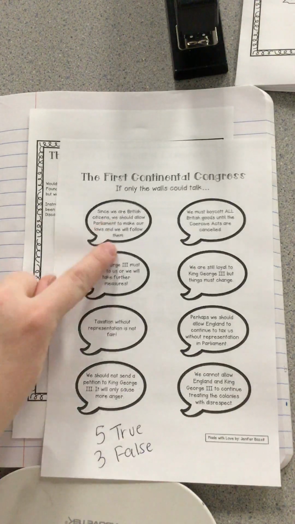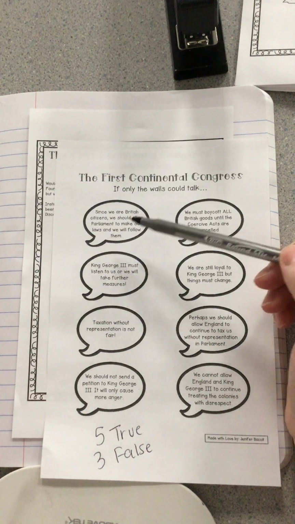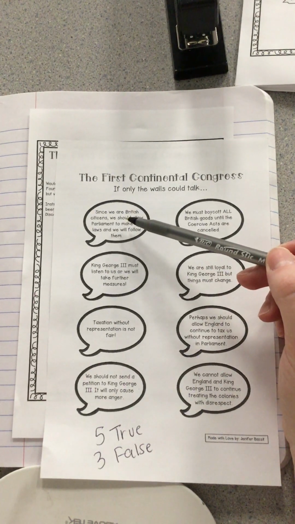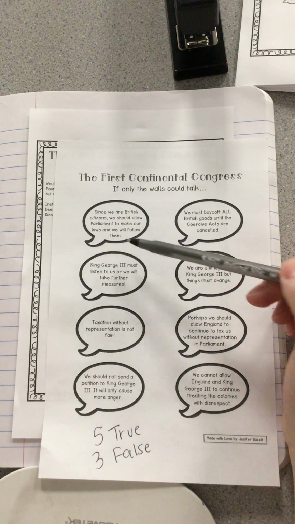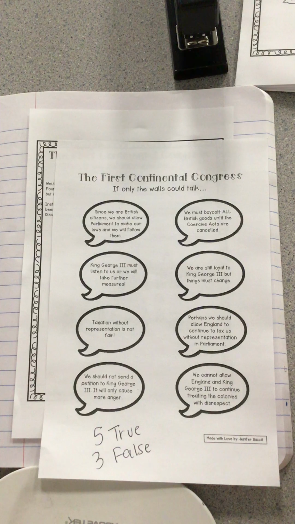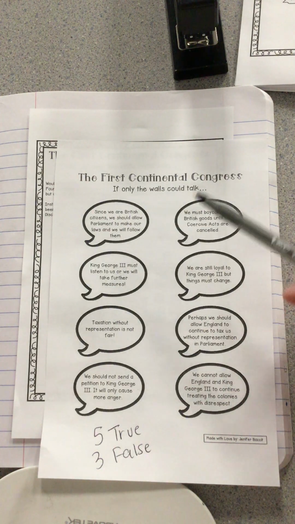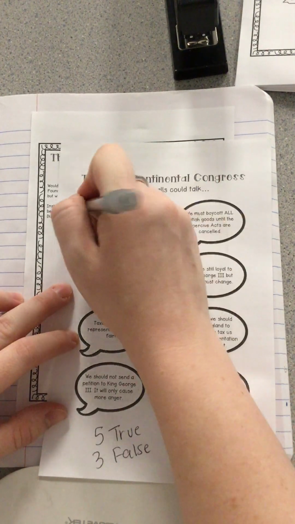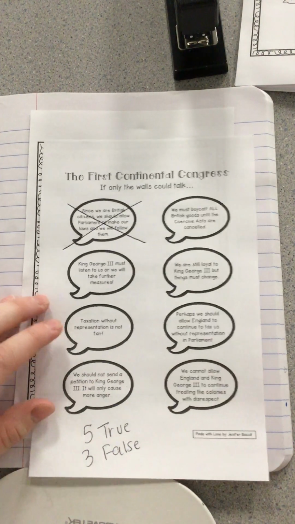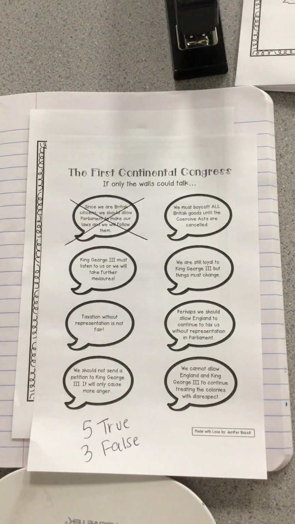So, for example, I'm going to help you out on the first one. Since we are British citizens, excuse me, we should allow Parliament to make our laws and we will follow them. So, is that true to the colonies? Would a colonist say that Parliament should make our laws and we will follow them? I would say that that is not true. So we're going to put a big X over that statement. That is a false statement, so it's not going to get cut out and glued on.